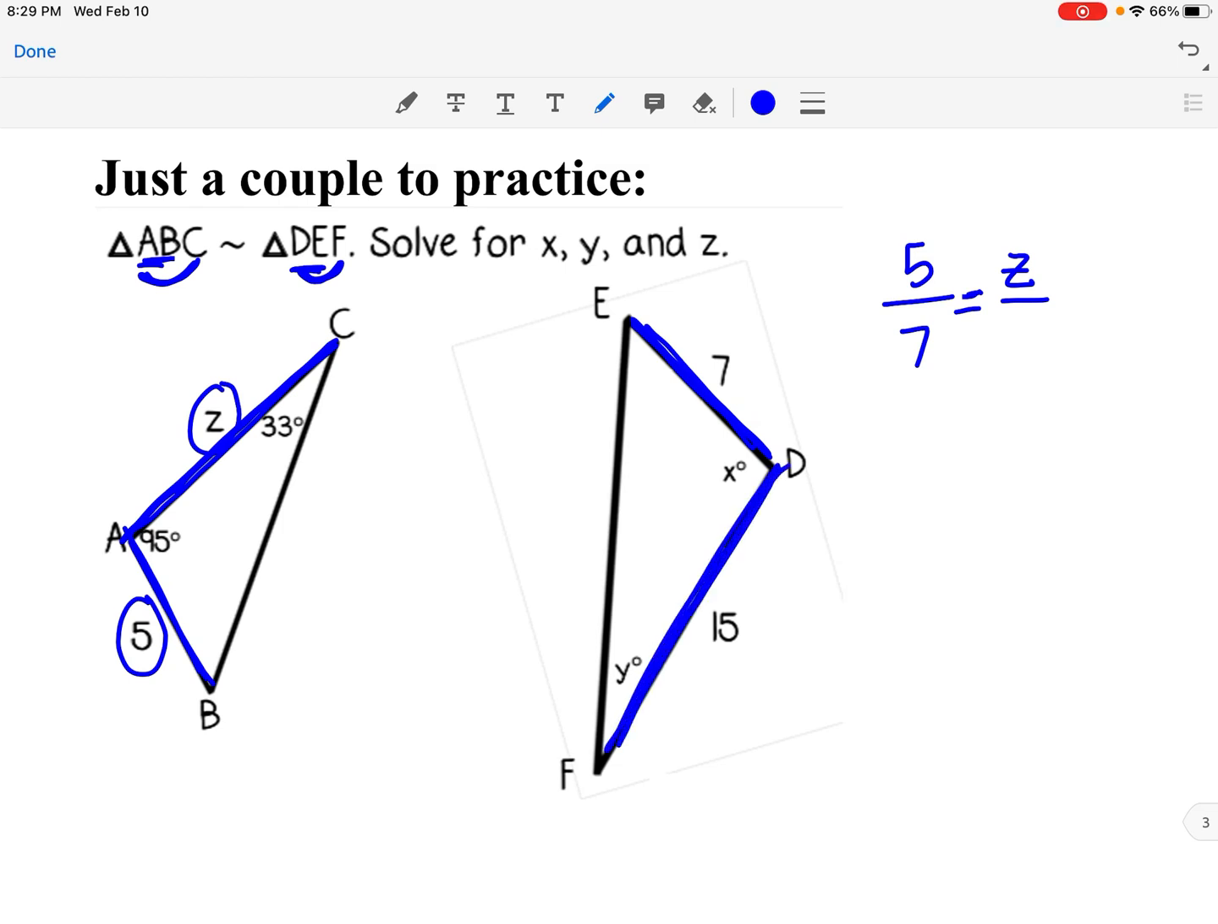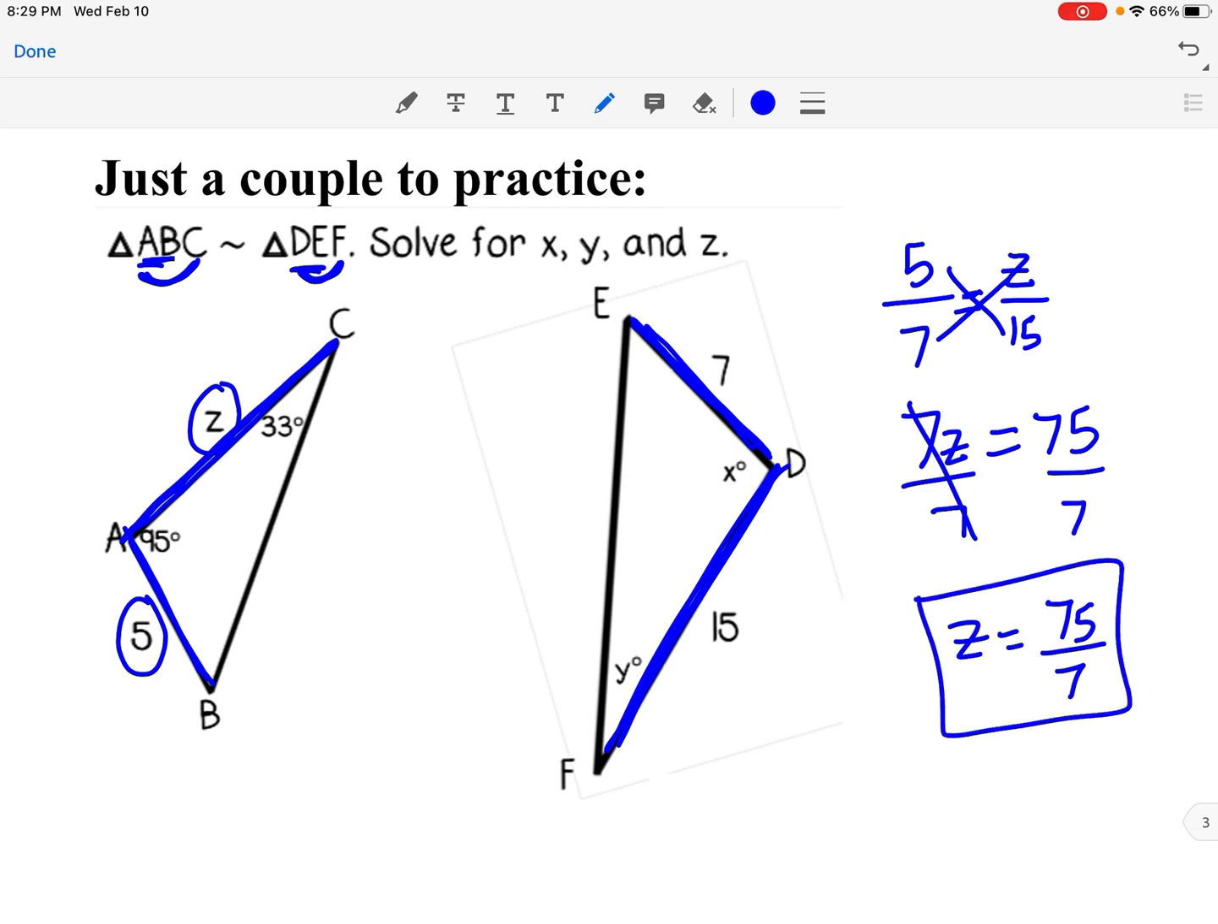So that's this guy over here. So we're going to put a 15 on the bottom of that one. And we just set up a proportion to solve for our missing side. So now we cross multiply. So 5 times 15, which is 75. Keep the equal sign in the middle. And then we have 7 times z. And all we have to do now to solve for z is divide by 7. And that doesn't work out nicely either. So I'm just going to leave it as 75 divided by 7.